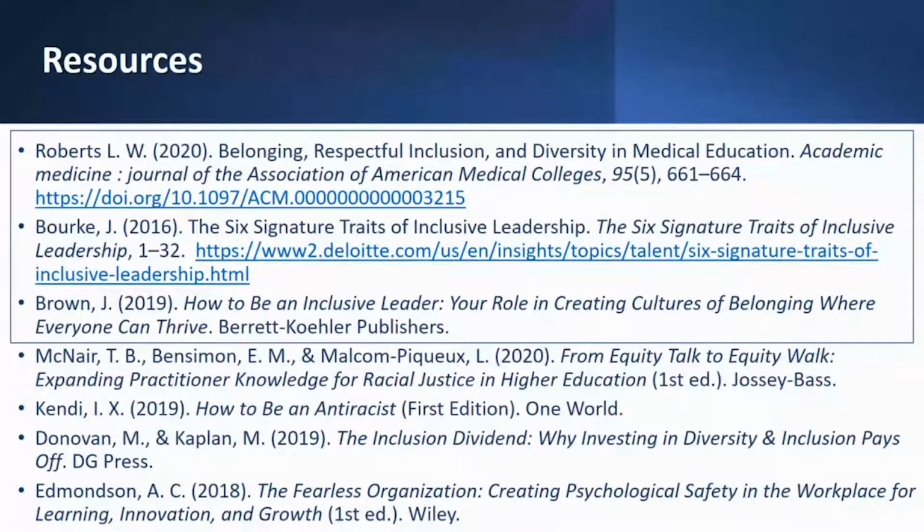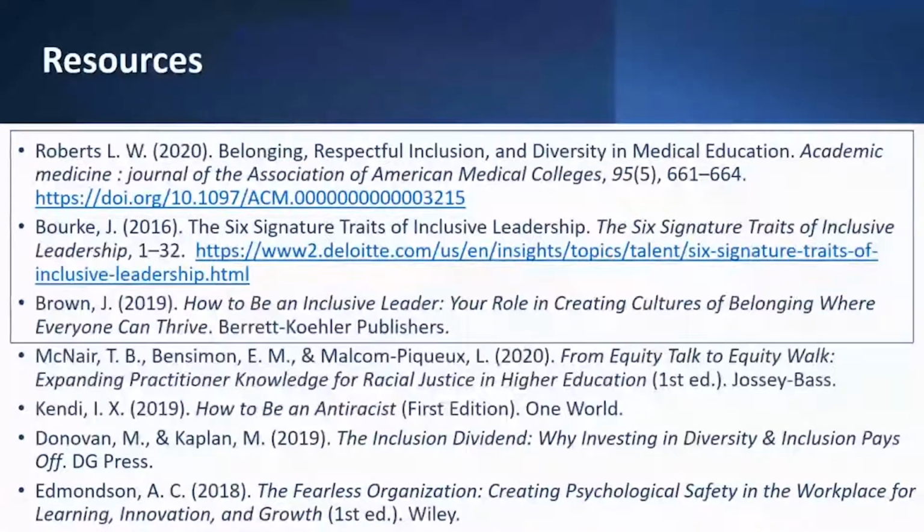So the article by Roberts, the editor of the Academic Medicine journal, talks about belonging and inclusion in medical education. So I think that's a wonderful resource. And then the work by Deloitte with the six C's. So that's the reference for that. And then, of course, the work by Jennifer Brown on how to be an inclusive leader that shares those different stages. So I think those three resources are really wonderful. I recommend that you further look at them.